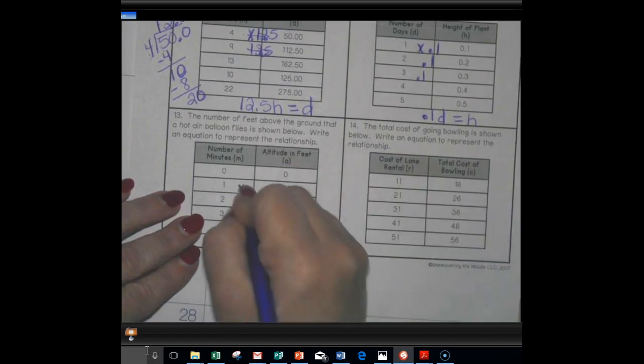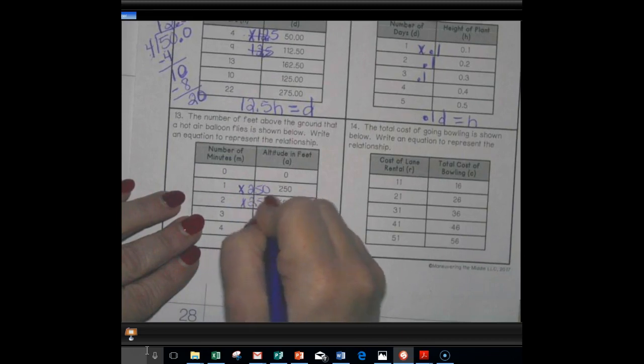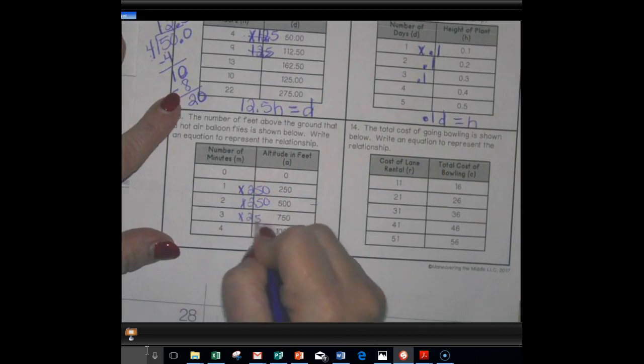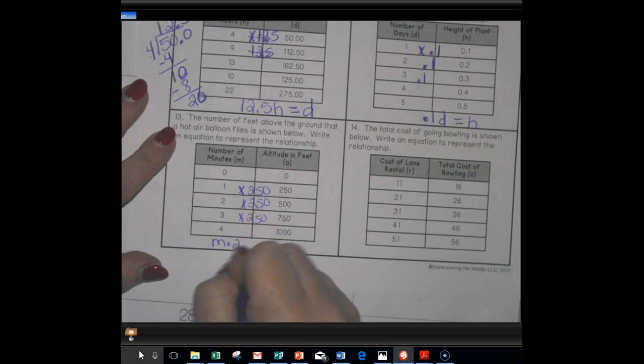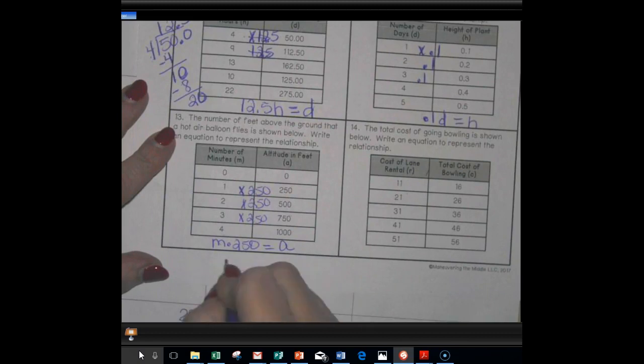So, times 250, does 2 times 250 equal 500? Yes. Does 3 times 250 equal 750? Yes. So I am going to be multiplying by 250. So M times 250 equals A. Another way to write it is 250M equals A. Remember, when they're right next to each other, that means multiply. 250 times M equals A.